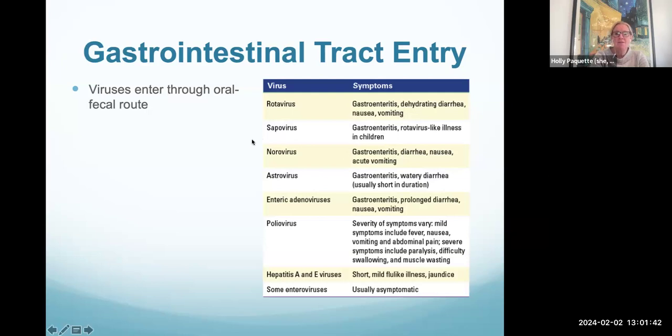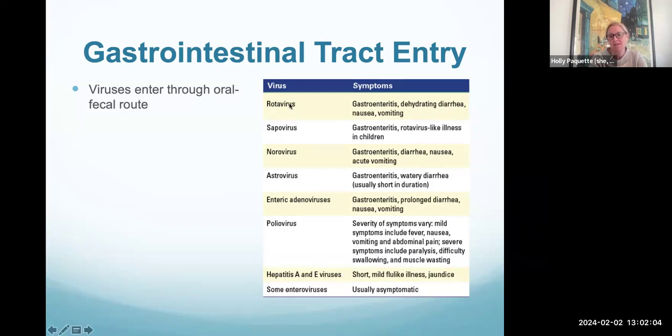Gastrointestinal tract entry obviously is viruses that enter through the oral route. Usually that means they then pass through the fecal route, which, if we don't use proper hygiene, we can then recontaminate things and pass it on to others. I have a list of them here. Don't worry too much about memorizing all of these, but this is to give you some idea.